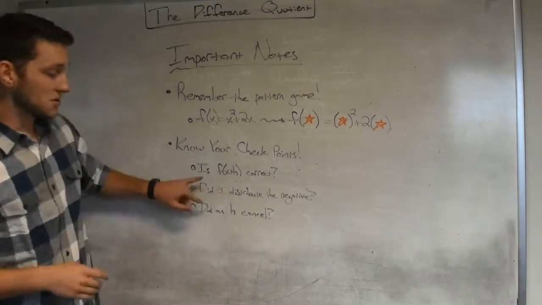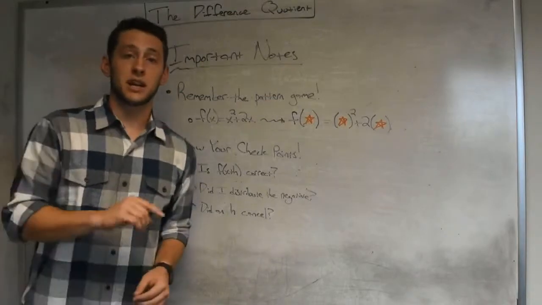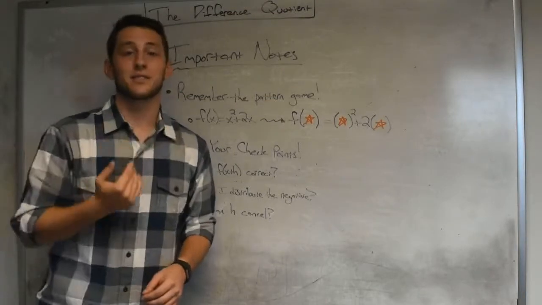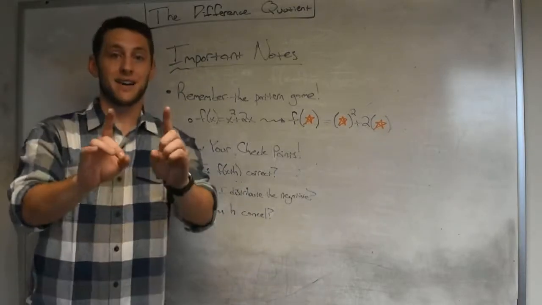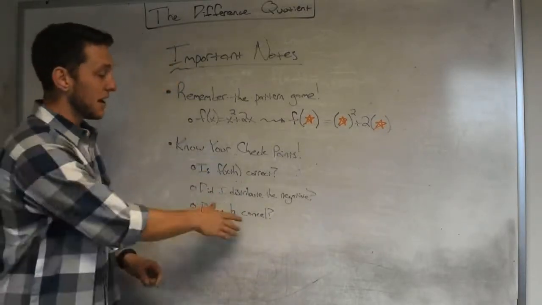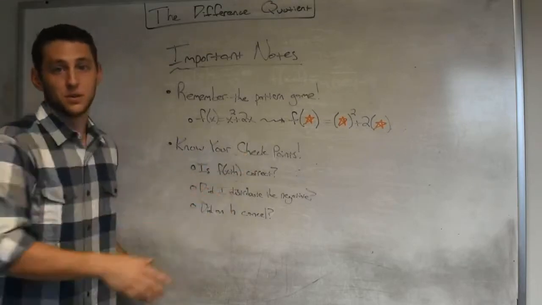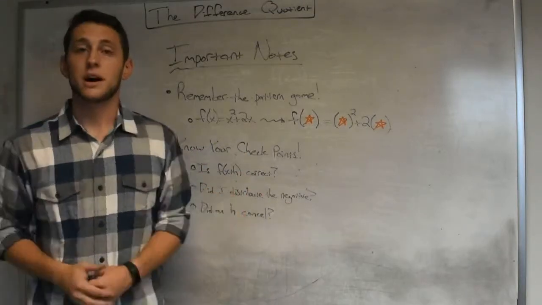Step 3, if you did these two correct, hopefully you're going to have an h cancel. That h on the bottom has to go. That is the last checkpoint. And if that doesn't happen, and it has to go in a legal manner, then we better check steps 1 and 2. And if those are correct, just some algebra along the way.